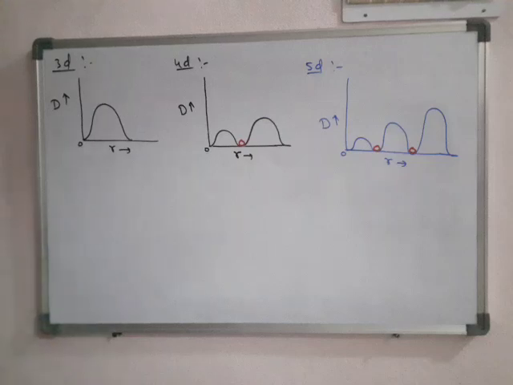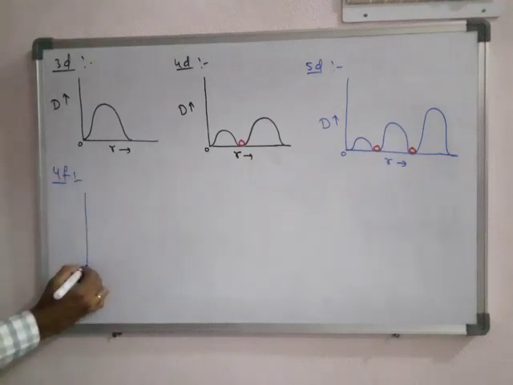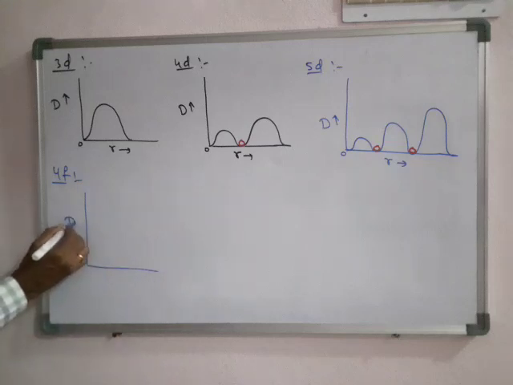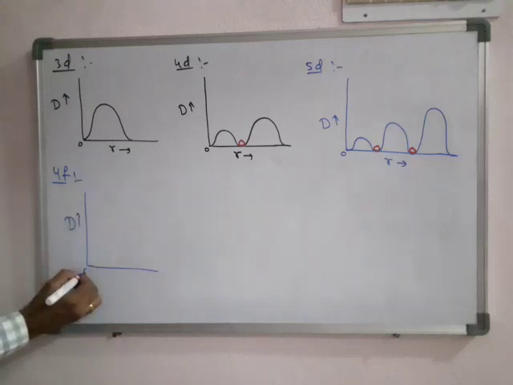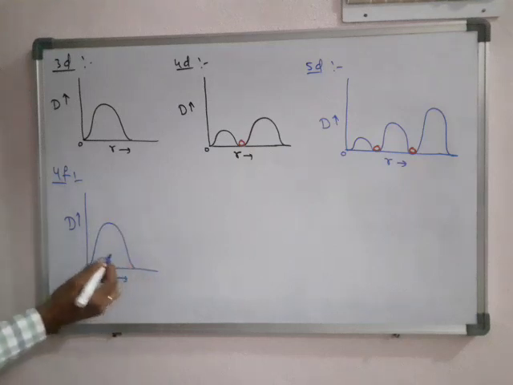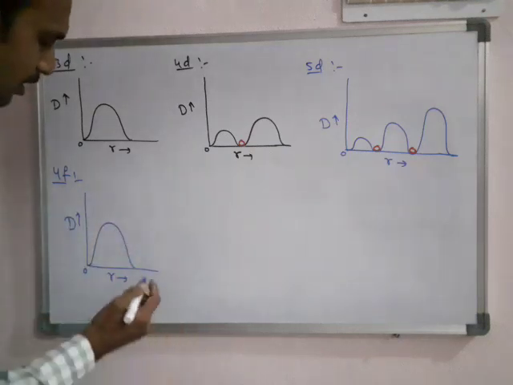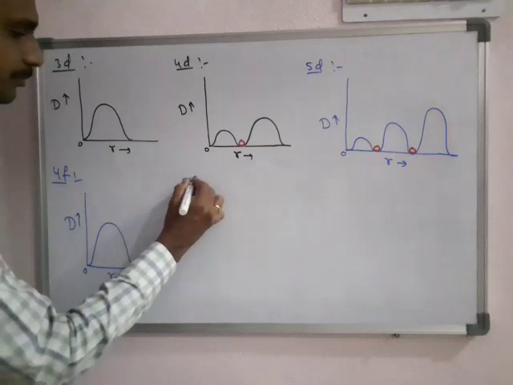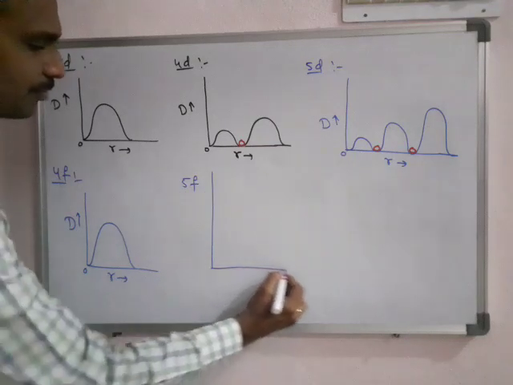Next we see 4f. f starts from just 4. 4f: 4 minus 3 minus 1, you get 0. Then 5f.